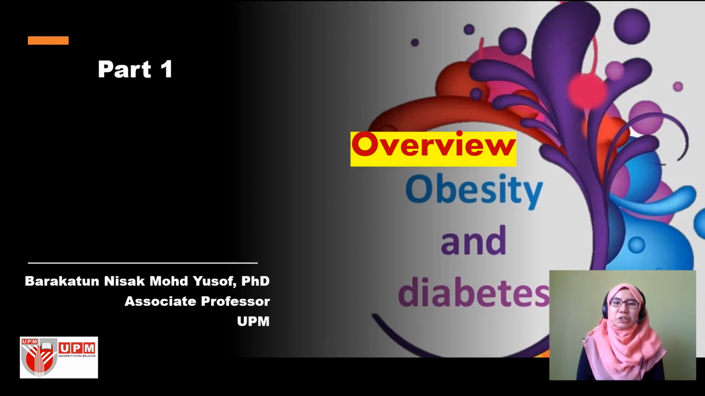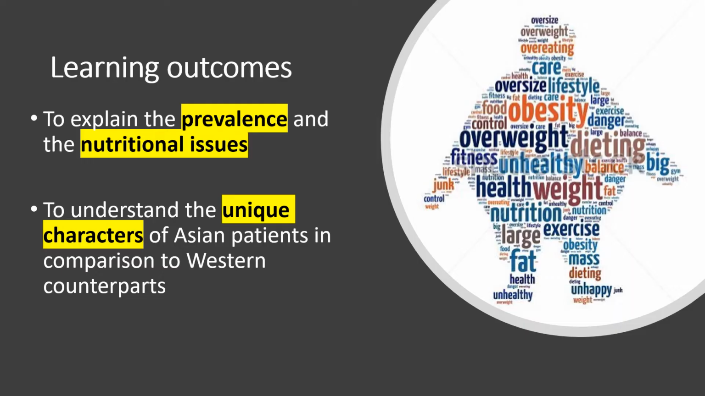In this part 1 lecture, I will share an overview of obesity and diabetes. Dear students, these are the two learning outcomes that you should be able to achieve at the end of the lecture. First, to explain the prevalence and nutritional issues, as well as to understand the unique characteristics between Asian and Western counterparts.